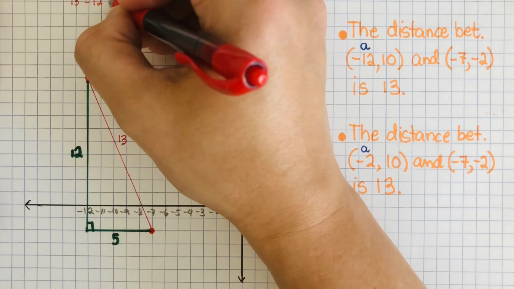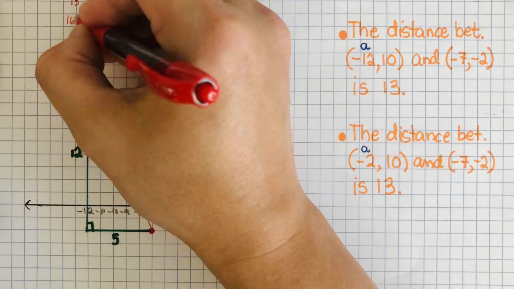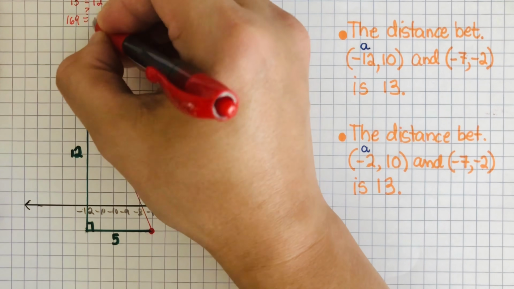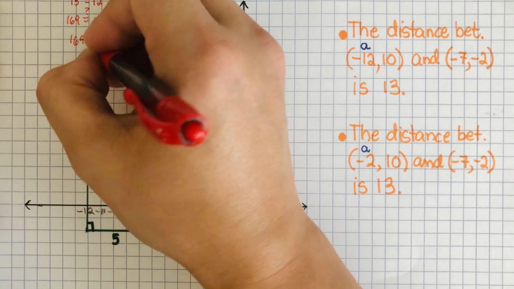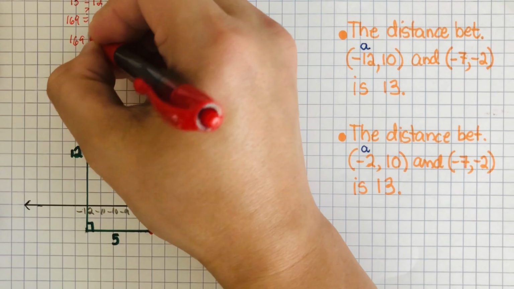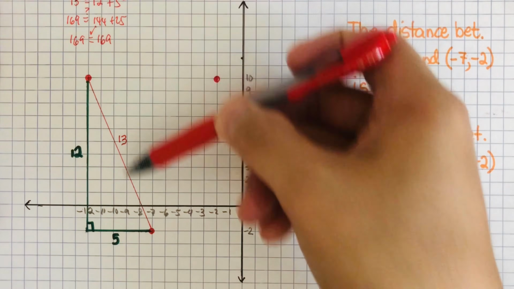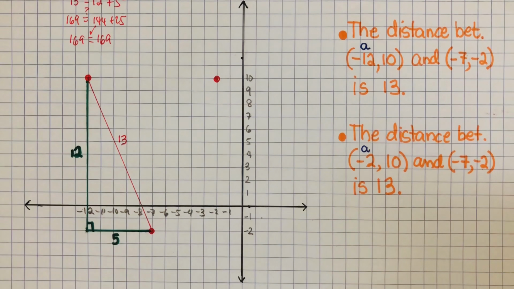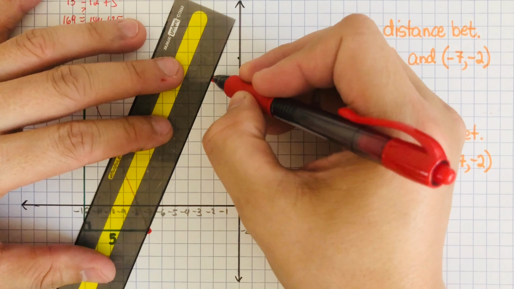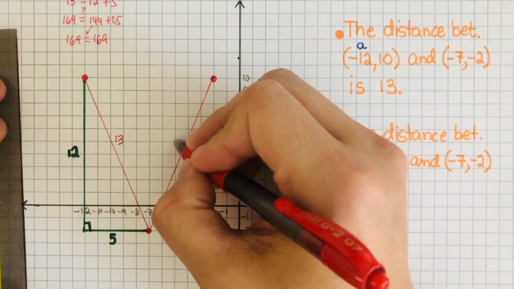Now, if we use the Pythagorean theorem for this, which is 13 squared is equal to 12 squared plus 5 squared. We're not sure of that yet. So that is 169. Is that equal to 144 plus 25? So 169 is equal to 169, which means that the distance between these 2 points would be 13, and we have proven that using the Pythagorean theorem. And then the same thing for the other side as well. So this is the distance that we're talking about, which is 13.